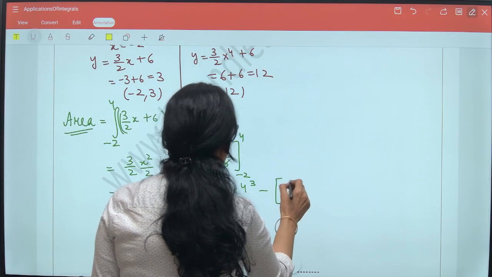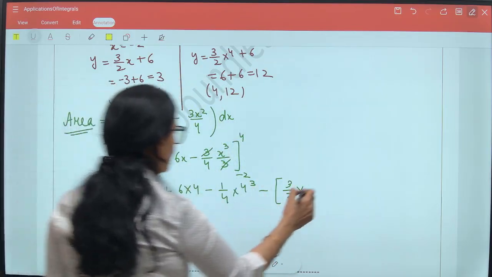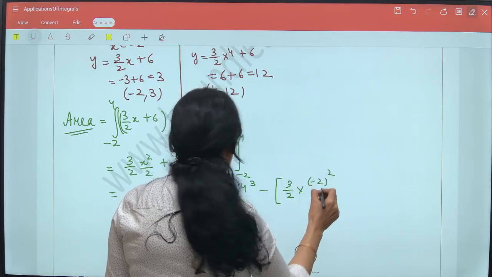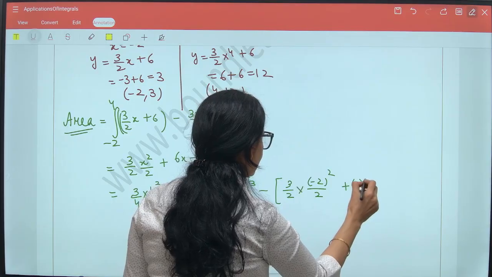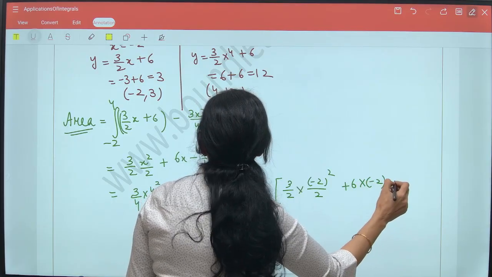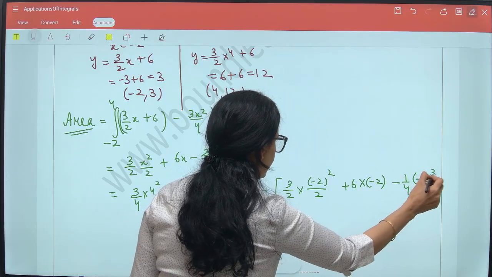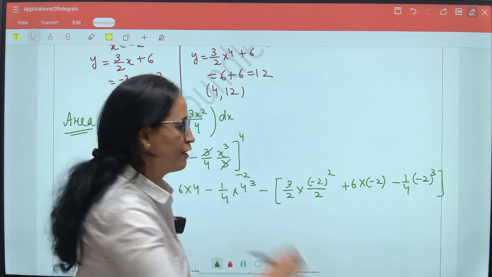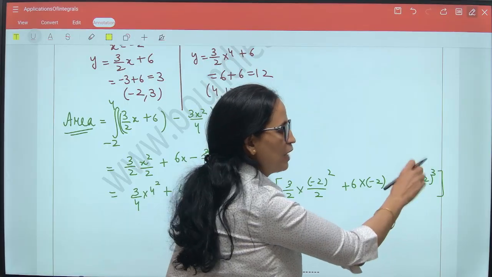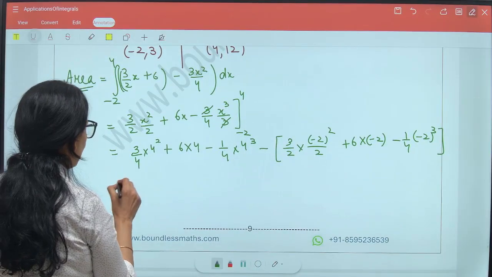So it is going to be 3 by 2 into x is now minus 2. So it is minus 2 square upon 2 plus 6 into minus 2 minus 1 by 4 and cube of minus 2. Cube of a negative number is negative. So take care of the sign here when you have the limits, when you have negative values for the limits. So let's just simplify this expression.